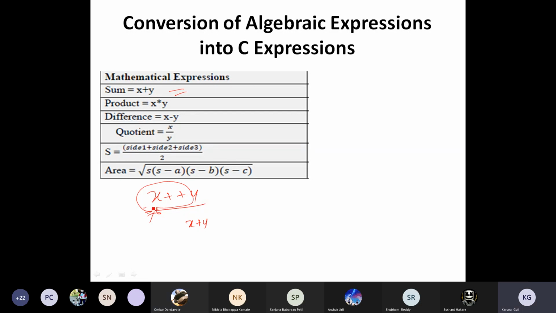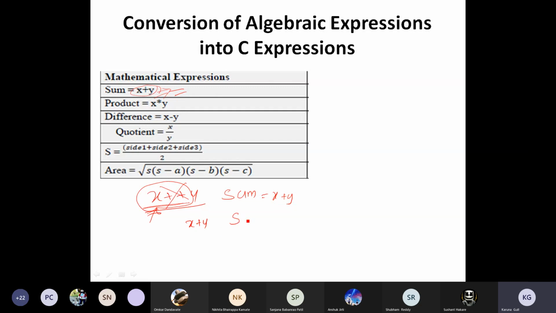I need an answer for this: why is it x plus plus y? I'm not incrementing. In this expression, have I ever told that the x value is incremented by 1? Am I doing that in this expression? No, ma'am. Then why x plus plus y? So this is wrong. Simply it is sum is equal to x plus y.